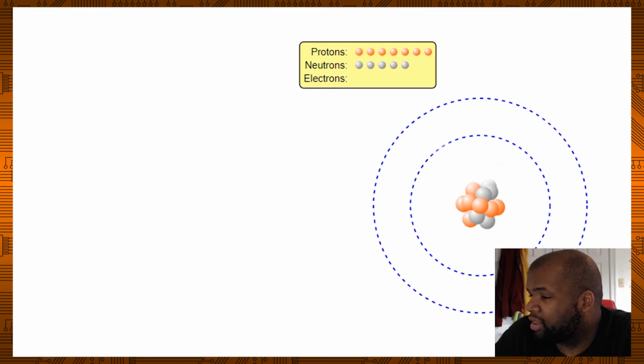So let's look at the third one. We're going to go with some red this time. Here, we have quite a few protons. So let's count them. We have 1, 2, 3, 4, 5, 6, and 7. We have a total of 7 protons.